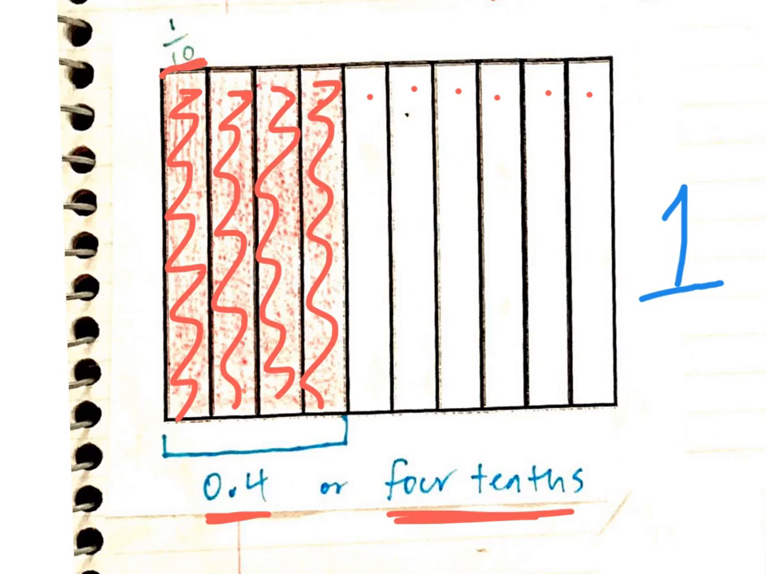Now, a lot of kids might read this as 0.4. It's not wrong. Many people say decimals that way in the real world, but for our purposes, we're always going to try to use the most mathematical verbal representation of a decimal, which in this case we would say as 4 tenths.